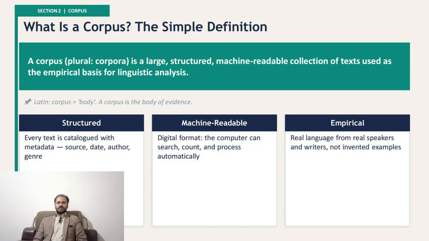Let us start with the most basic question. What is a corpus? The word corpus comes from Latin and it simply means body. In linguistics, a corpus, plural corpora, is a large structured collection of texts in a machine-readable form. That is the technical definition. But let me explain it in a way that actually makes sense.